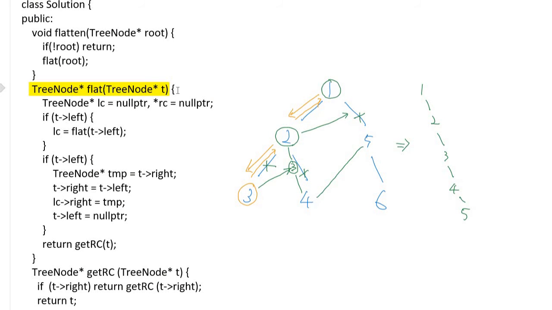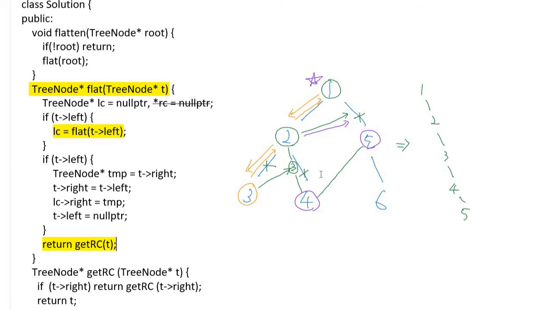I implemented a flat function doing this behavior recursively. You can see that this function is called for the left child recursively. As I explained just before, this function goes down following the left child node to the bottom, which is number 3, and then it will return itself because it has no children. The get_RC function is actually trying to return the rightmost child node. Because as you can see in the picture, number 4 should be connected to number 5 as its right child.